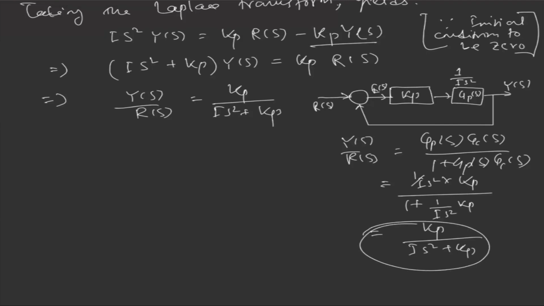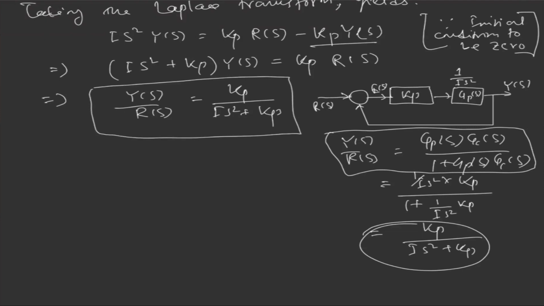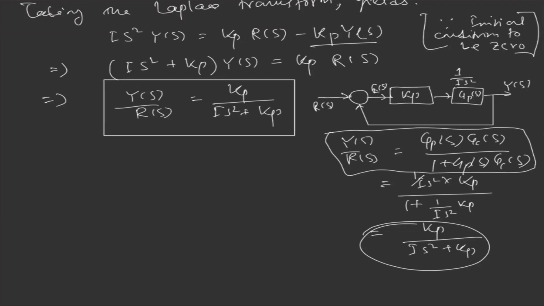So if you can remember this expression, you can find the transfer function also. So this is our transfer function for this system using P control. I can say this is the proportional controlled closed loop aircraft attitude control system.